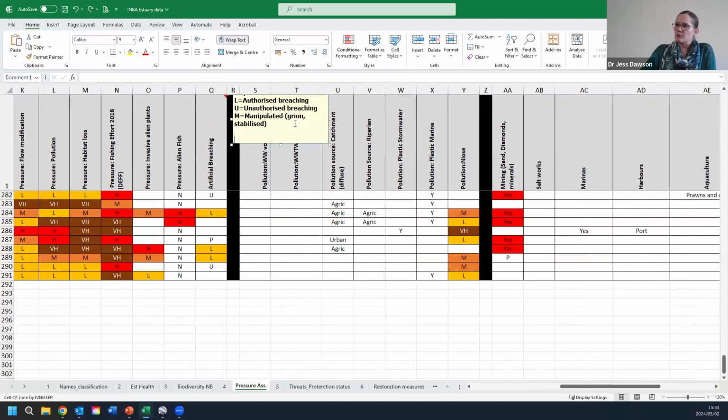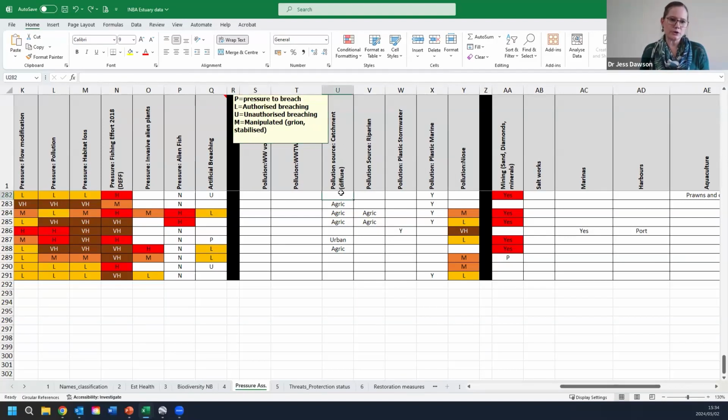Then we've got pollution from wastewater treatment works. So there's no wastewater treatment works, because in the old days, it was completely normal and natural to discharge your effluent from a wastewater treatment works into an estuary. They still do it today, but no new wastewater treatment works are allowed to discharge into an estuary. Pollution sources, they haven't got any.